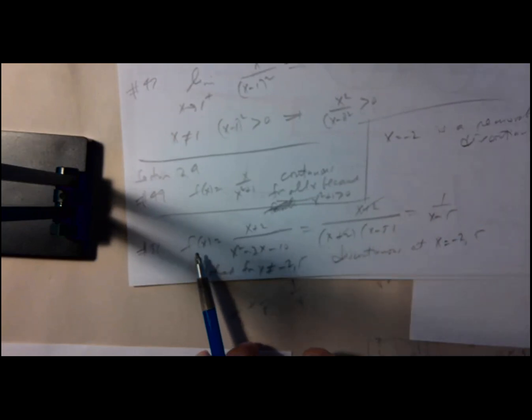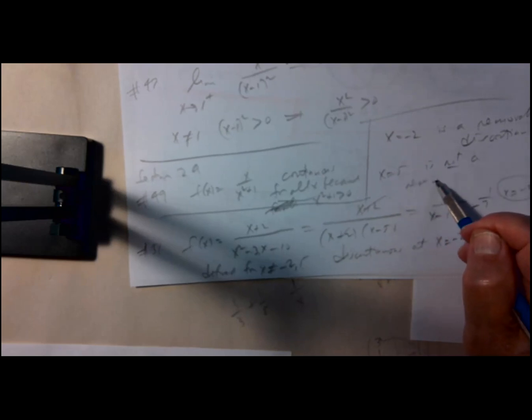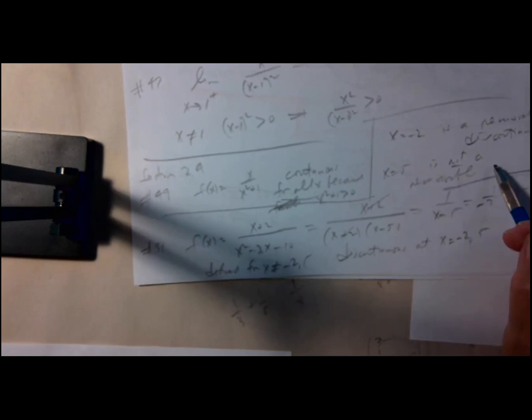discontinuity. If I define the function f of x to be equal to this for x different from minus 2 and 5, and equal to 1 over minus 7 when x equals negative 2, equal to minus 1/7 at x equal to negative 2, I remove the discontinuity. But there's no way to define this function so that I have the function continuous at x equal 5. So x equal 5 is not a removable discontinuity.